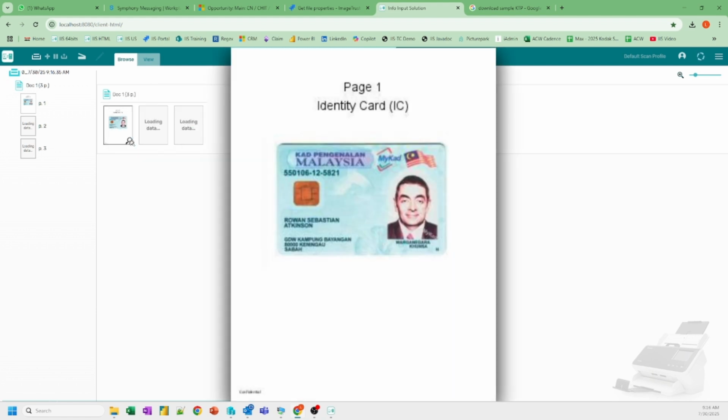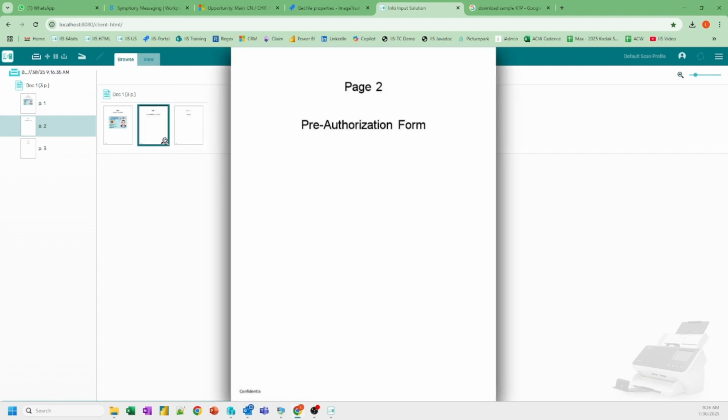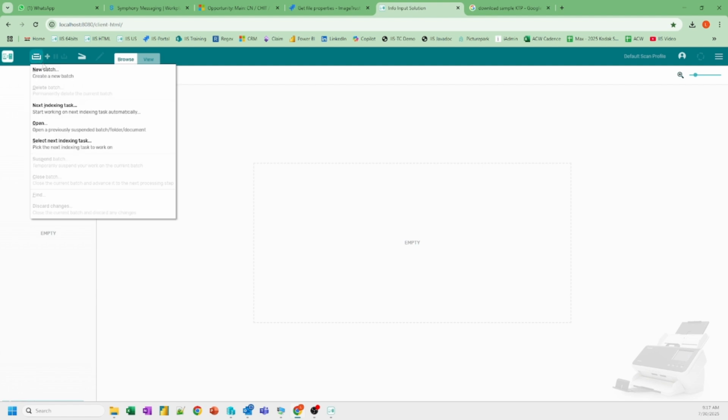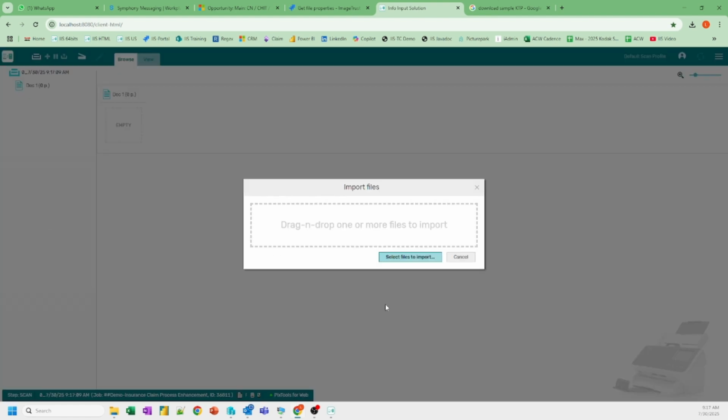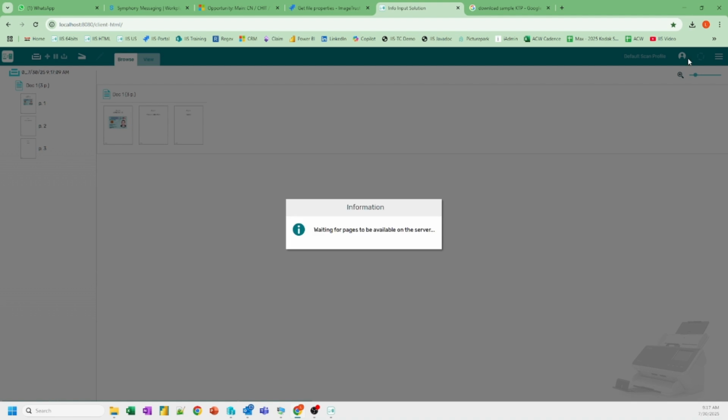In this document, I have the IC, I do have page 2 for the pre-authorization forms, and then we also got the report. Same thing like we mentioned, this document will just be sent for processing. I'm just going to prepare the second case, the waiting for IGL document. Okay, same thing, I'm going to put these three documents and process them now.